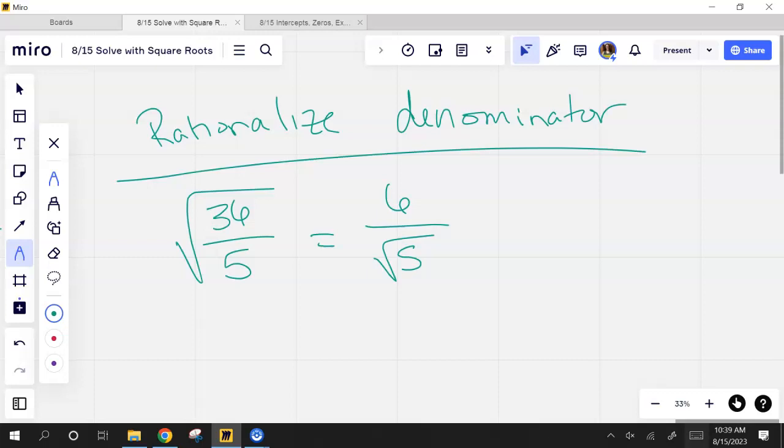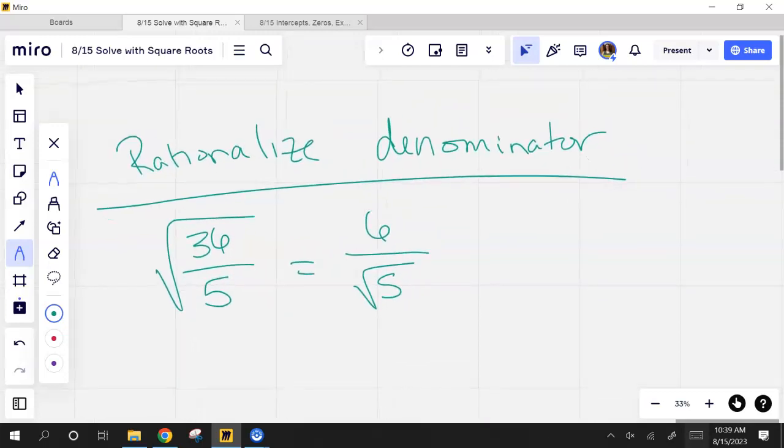I can't just switch them. Whatever I do, my fraction has to keep its same value. If I switch them, then it's got a new value, right? 1 over 4 is different than 4 over 1. But what could I multiply this by to get the radical to go away?